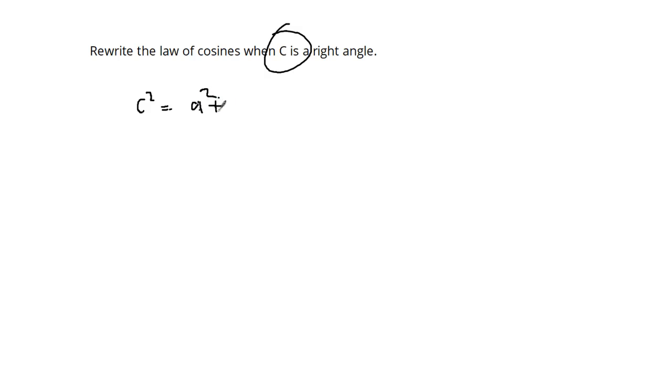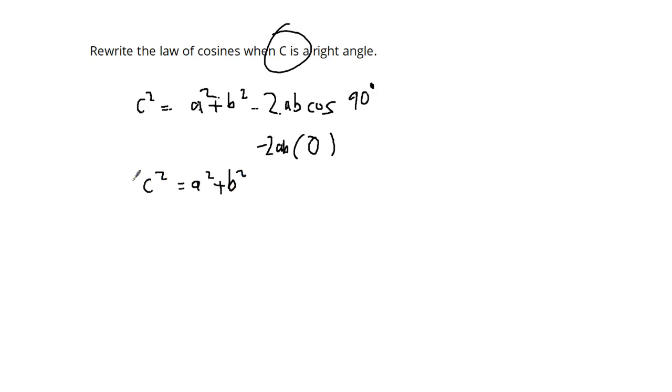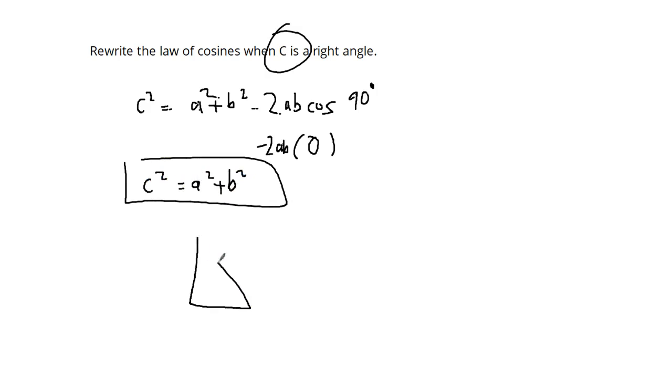So c squared equals a squared plus b squared minus 2ab cosine c. But cosine c is cosine 90. What's cosine 90? Cosine 90 is 0, correct. So 2ab times 0, and c squared is equal to a squared plus b squared. And what is this formula? It's the well-known Pythagorean theorem, right?